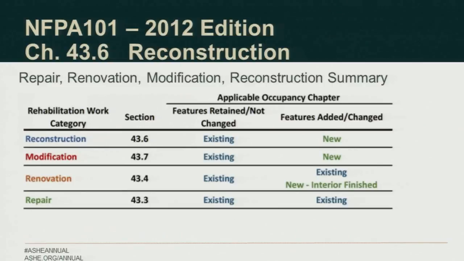So here's a summary chart of what the work is on the left, the section that identifies or addresses it, the features that are changed or not changed, and the features that are added or changed. So basically, under repair, everything stays existing. Under renovation, anything new is pretty much existing except for new interior finishes, which are new. And then modification and reconstruction, your features that are added or aren't new. All right? Does that give everybody a little bit more comfort on those levels now?